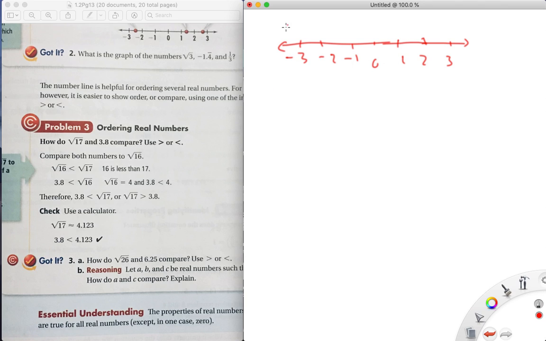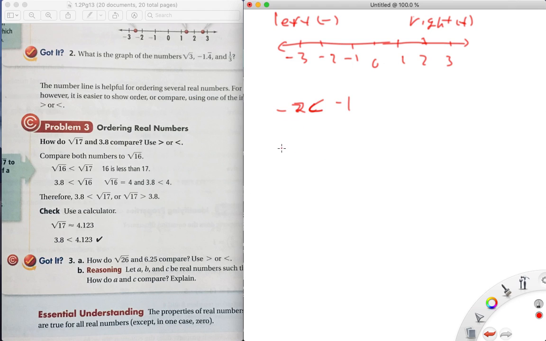The more to the left something is, the more negative it is. The more to the right something is on a number line, the more positive it is. So since -3 is to the left of -2, I can say that -3 is less than -2, because -3 is more to the left. And if you're more to the left, you're more negative.